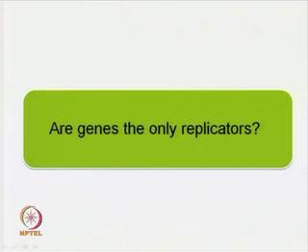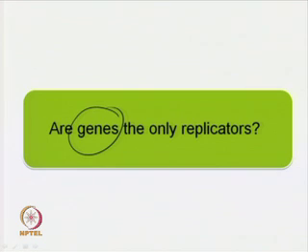Now, he then asks this fundamental question: are genes the only replicators? We have always said that genes are replicators, they get transmitted from generation to generation. And he says that all this while the sciences have told us that genes are the fundamental replicators of the world. Can we not say that there is something else that is also evolving by differential survival, that is also replicating itself? And then he has an answer to this question.